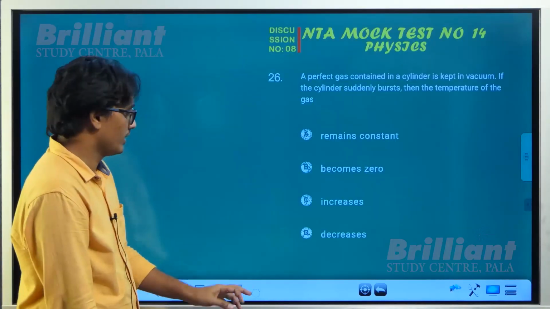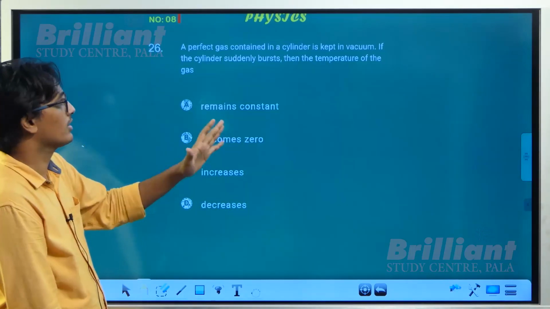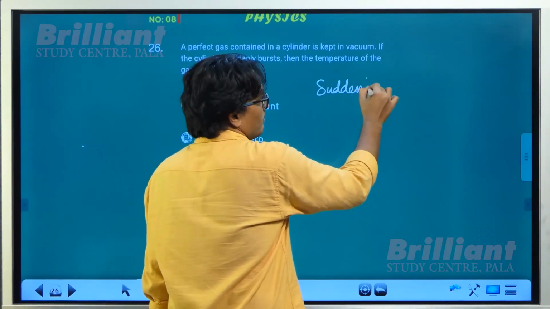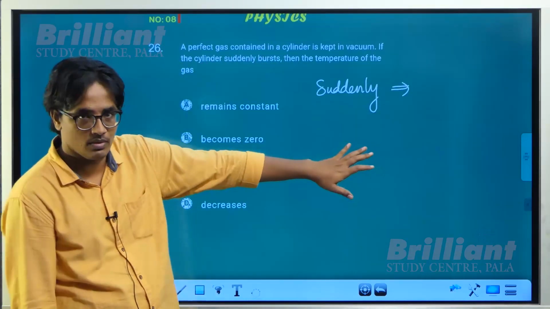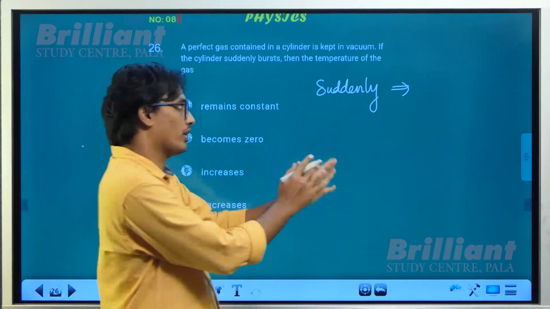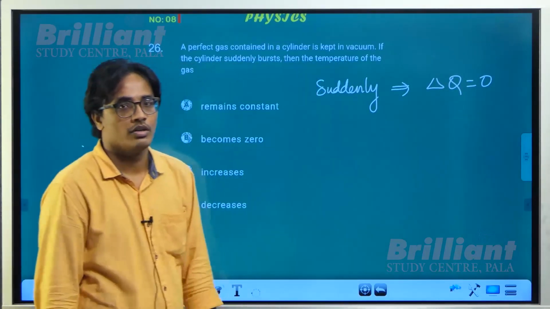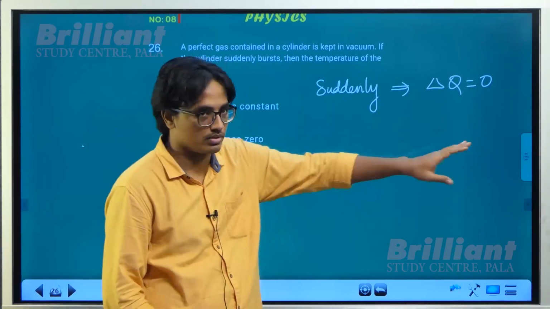A perfect gas contained in a cylinder is kept in vacuum. The cylinder suddenly bursts. When it bursts suddenly, there is no time for heat exchange, so delta Q is 0. Whenever something happens suddenly, there is no time for heat exchange. So it's an adiabatic process.